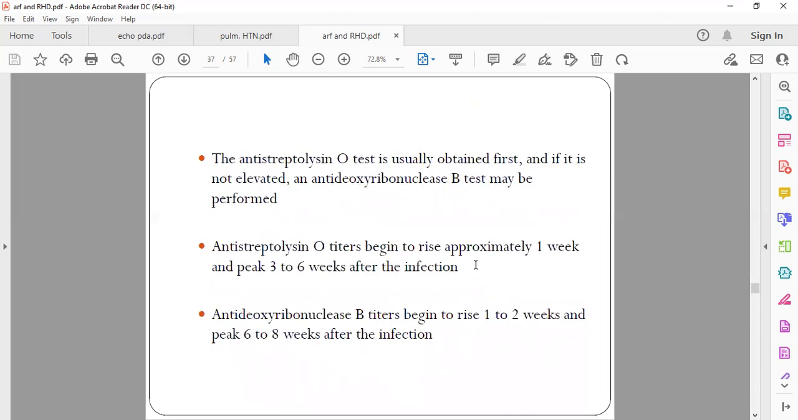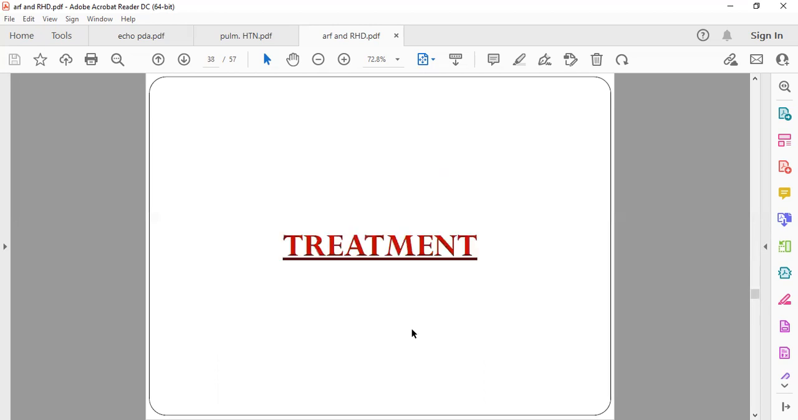Anti-streptococcus O titer usually rises approximately 1 week after the infection, and it peaks around 3 to 6 weeks after the infection. Similarly, anti-DNase B titers begin to rise at 1 to 2 weeks, and peak around 6 to 8 weeks after the infection. So how do you treat rheumatic fever?